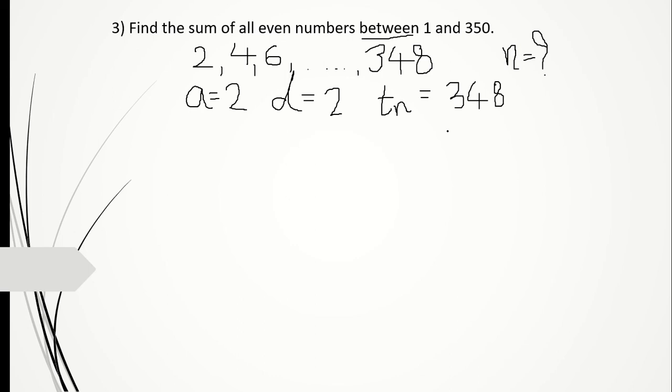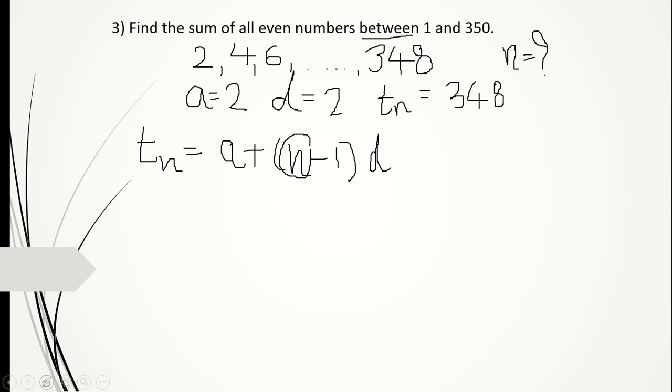So we will first find this n from the Tn formula. Tn formula we know. Tn formula is a plus n minus 1 d. Okay, so we will put everything. We will put 348 here, a here, and d here, and we will find out the value of n. Once we get the value of n, then we can use the Sn formula and we can get the sum. That's it.